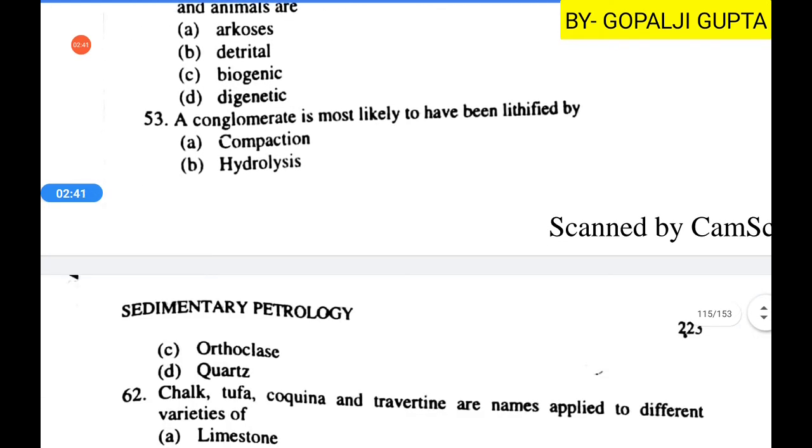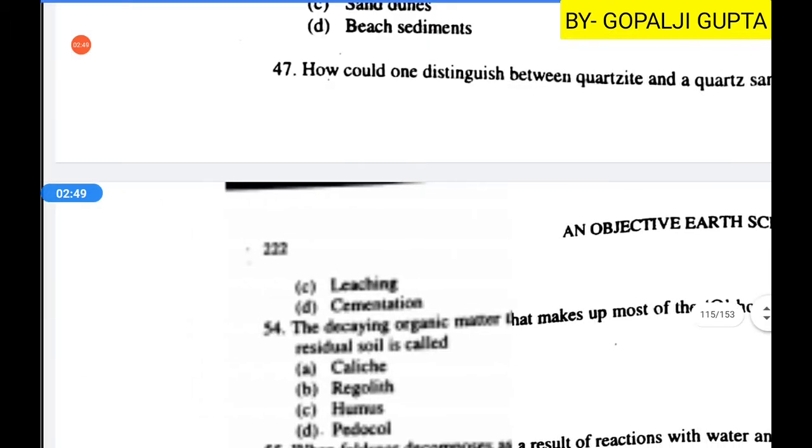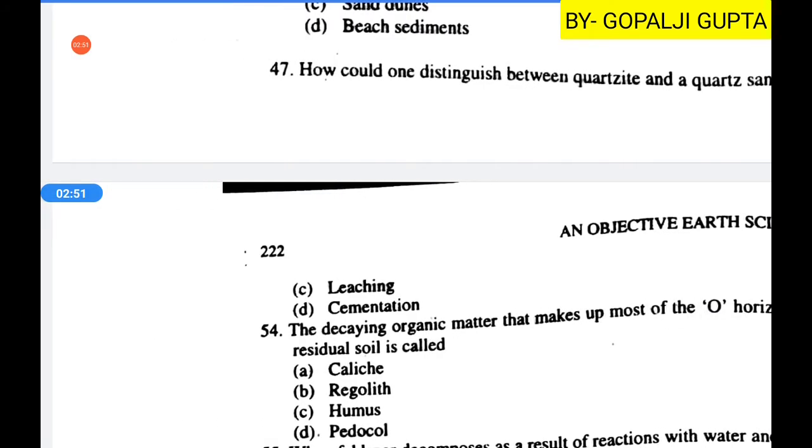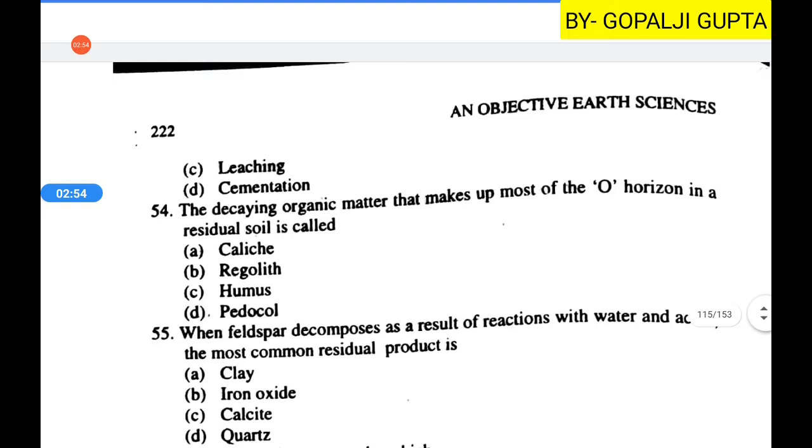Then you have question number 53: a conglomerate is most likely to have been lithified by either compaction, hydrolysis, leaching, or cementation. Most sedimentary rocks are lithified by cementation. Leaching is not a lithification process, and as you know, compaction is simply when we increase the overburden pressure and the grains come close together. So here the fourth option, cementation, is the right one.